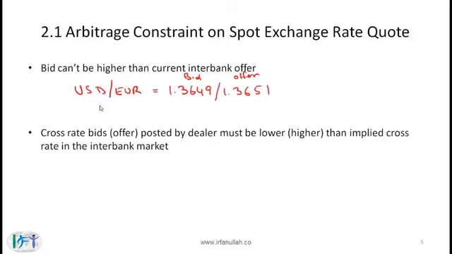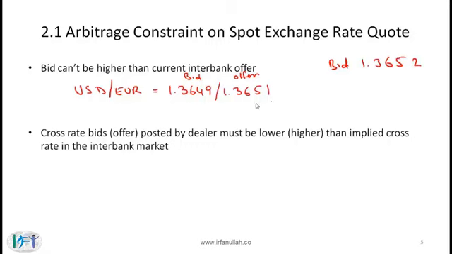Say the interbank USD euro rate is 1.3649, which is the bid, and the offer is 1.3651. Now, take a hypothetical and unlikely situation where the bid being offered by a given dealer is higher than this offer rate, let's say that the bid is 1.3652. Now, what is the arbitrage opportunity here?